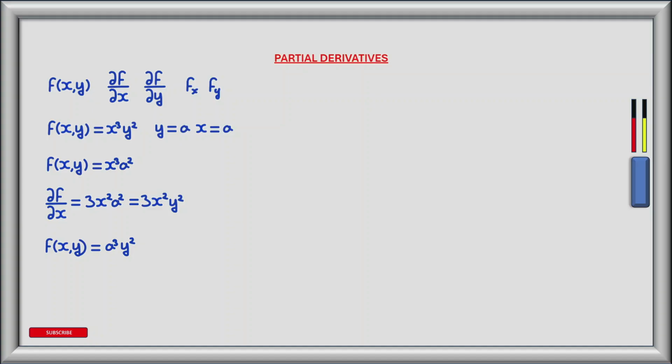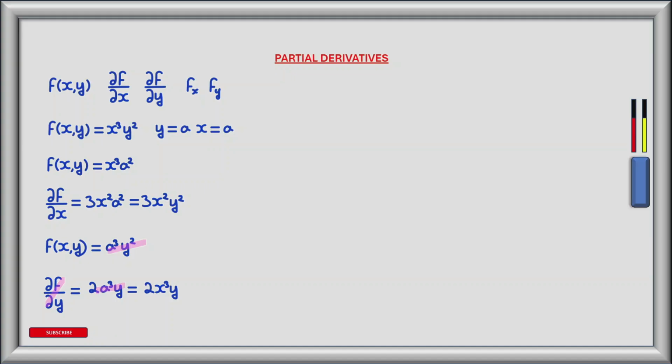So let's let x equal a. So f of xy equals a cubed y squared. And so to find the partial derivative of f with respect to y, we need to find the derivative of a cubed y squared with respect to y, where a is a constant. So using the power rule, the derivative of a cubed y squared with respect to y equals 2a cubed y.